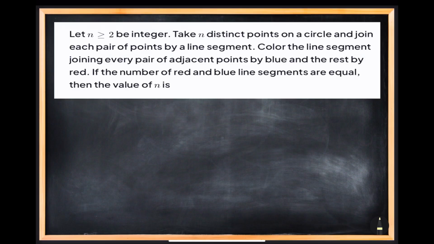So we got this situation. Let n greater than 2 be an integer. Take n distinct points on a circle. Okay, so we have to take n points on a circle. n can be anything.